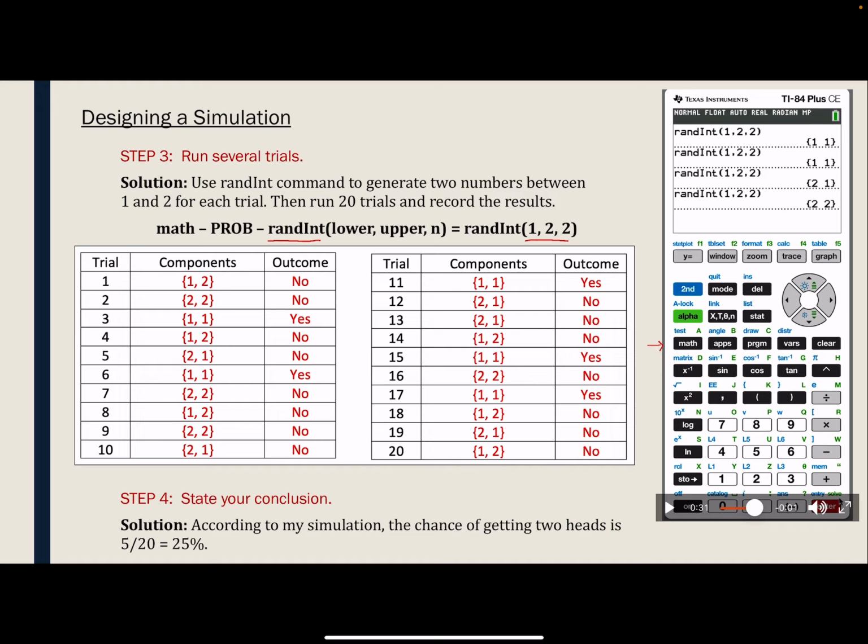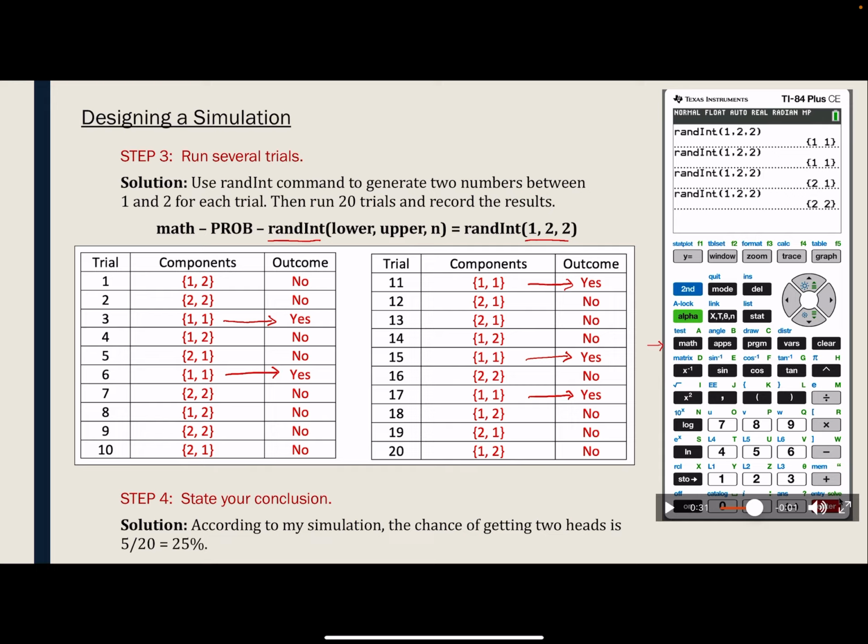Remember that we're looking for 2 heads, so I'm looking for trials where I got 2 1s. When I got 2 1s, like I did here, then I recorded a yes. And you can see that of the 20 trials, I got yes 5 times. And so the last step in our simulation is to state our conclusion. And this says, according to my simulation, the chance of getting 2 heads is 5 out of 20, which is 25%.